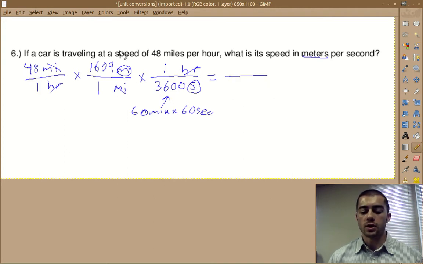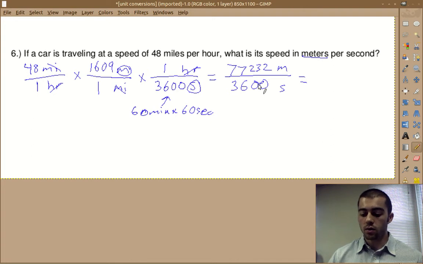So again, we'll just multiply straight across the top and straight across the bottom. This would be 48 times 1,609, which would give us 77,232 on the top, and 3,600 times 1 times 1 would give us 3,600 on the bottom. So this we have in our desired units of meters per second. So the final step, divide this out. We have 77,232 divided by 3,600, and that would give us a final measurement of 21.45 meters per second.